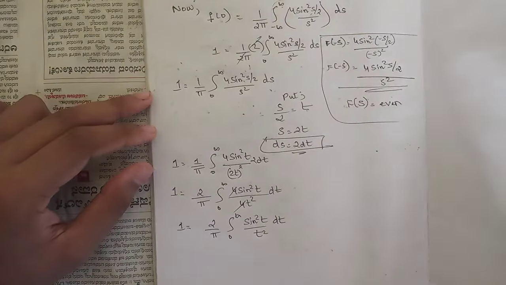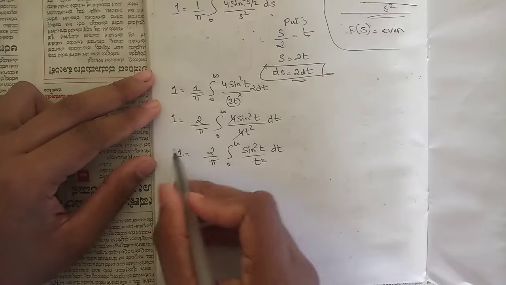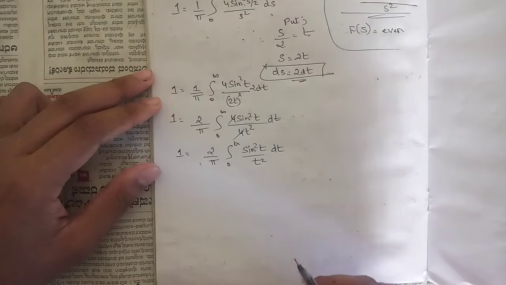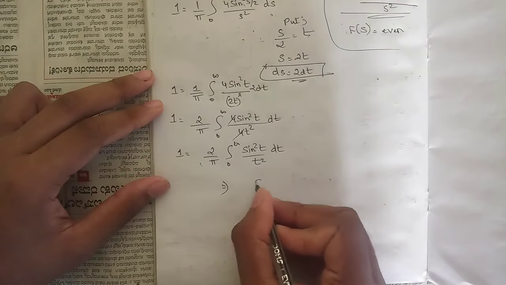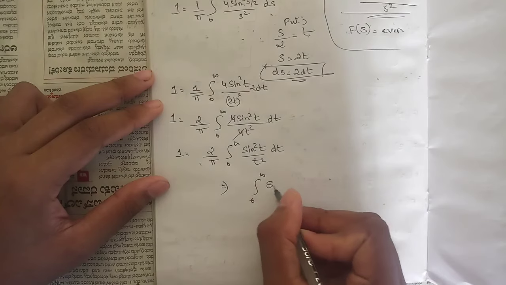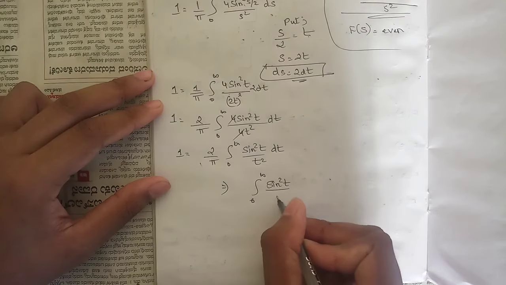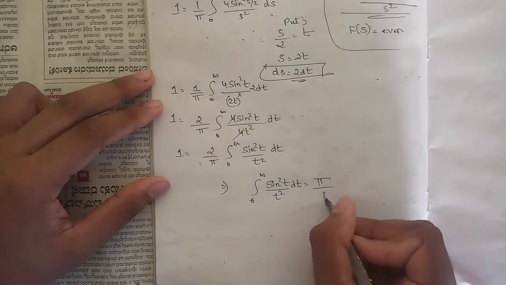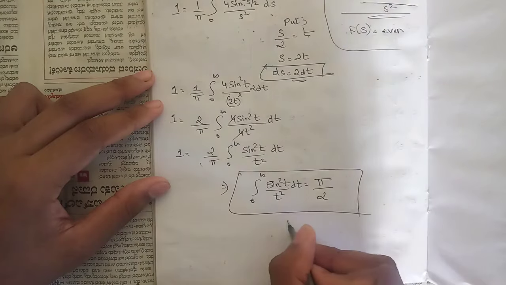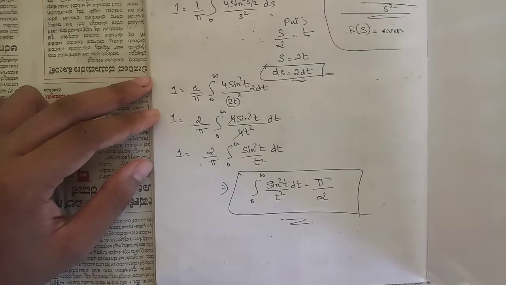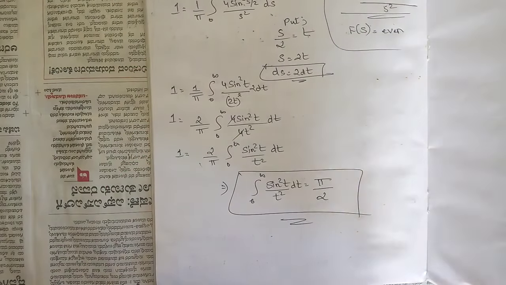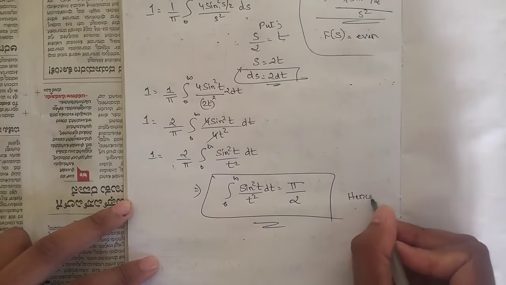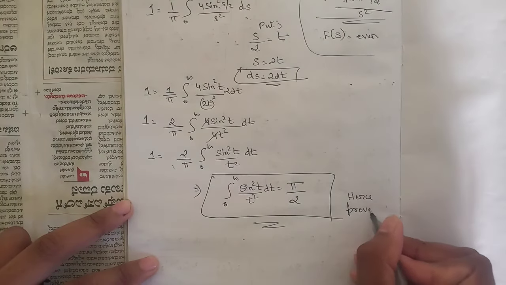So now we have completed 90% of the problem. Again cross multiply, bring this 2 by pi to the other side. So the required answer which we are getting is the integral from 0 to infinity of sine square t by t square into dt is equal to pi by 2. I have taken 2 by pi to the other side, I have just cross multiplied. So this is your required answer. We have proved it, hence proved.